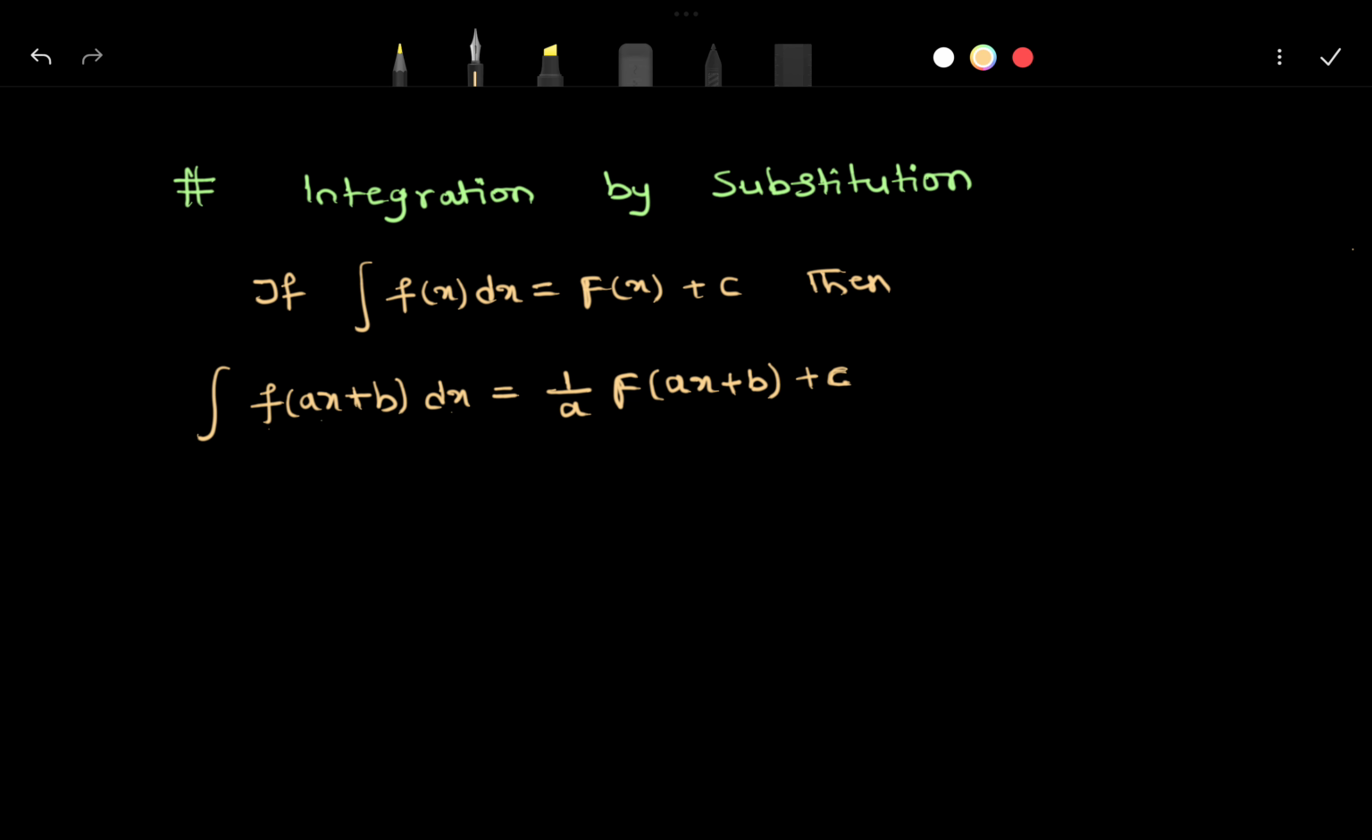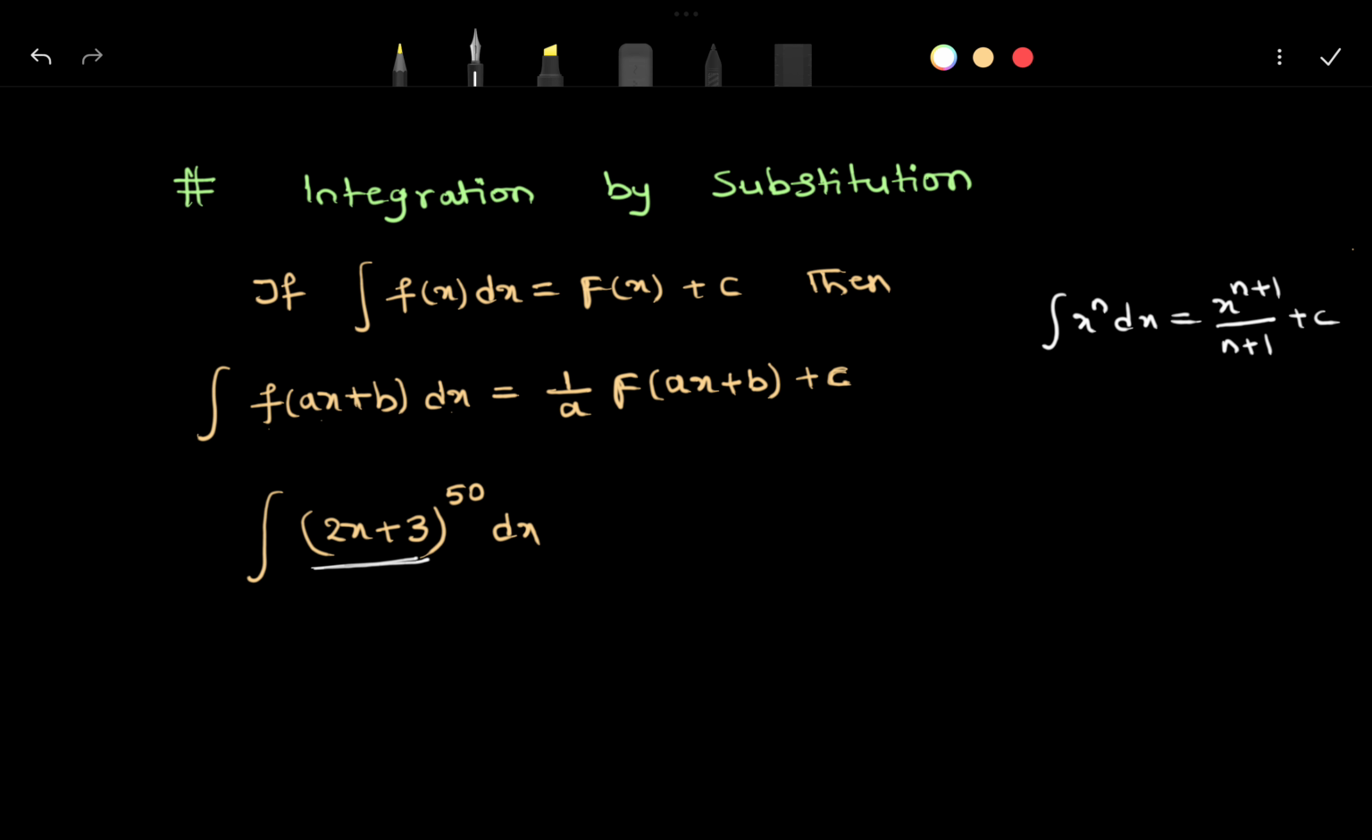Here, take one example. Suppose integration of 2x plus 3 whole to the power of 50 into dx. See how we can do this model question. We know that integration of x to the power of n into dx is equal to x to the power of n plus 1 by n plus 1 plus c. It is a very familiar formula to everyone. Now this given expression should be converted to the form x to the power of n.